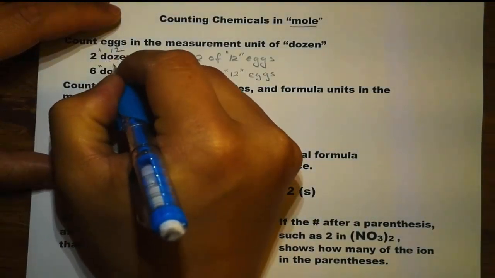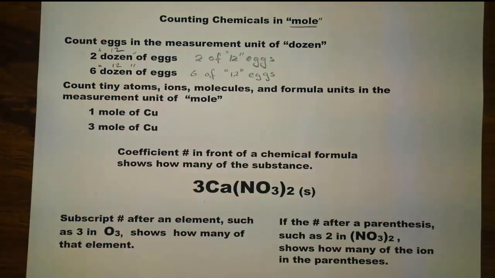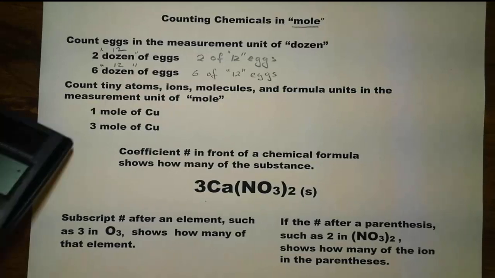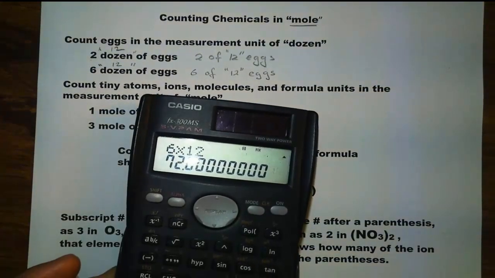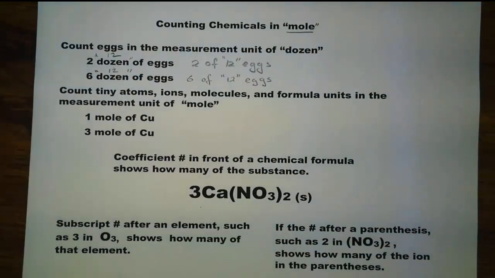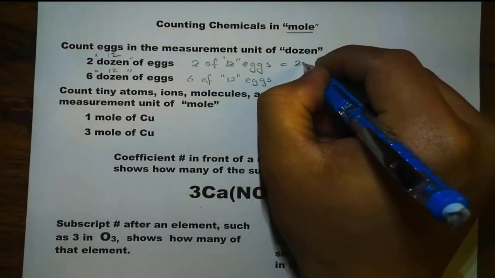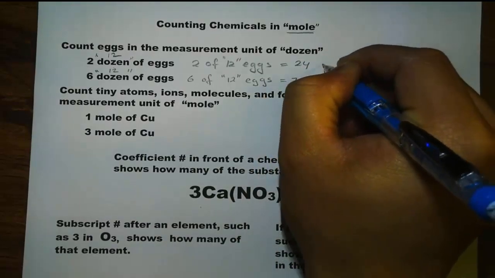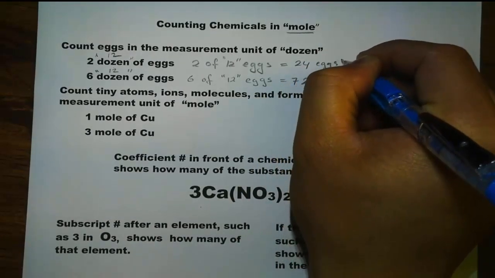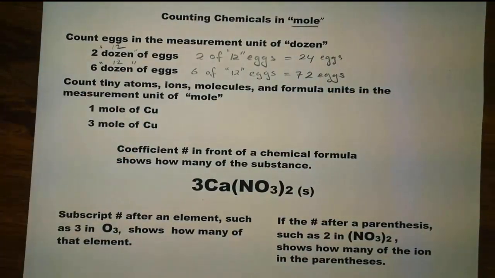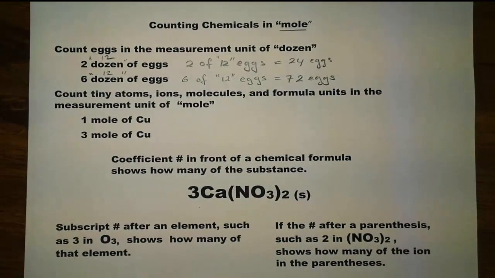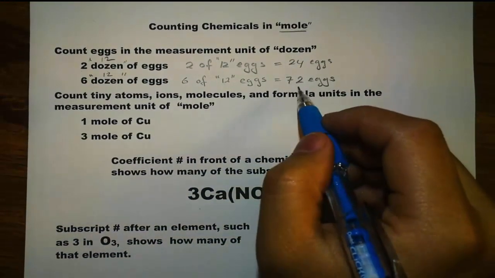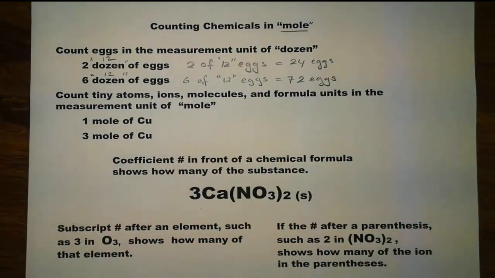Because that doesn't mean 12. So 6 times 12, let's use a calculator just to prove it to you. That tells you when you buy 6 dozen eggs, you actually buy 72 eggs. So this equal to 24 eggs, and this equal to 72 eggs. Now do you see why we use unit to measure small substance? Because it's a lot easier for us to calculate in the calculator where we have to deal with smaller numbers, so less chance of making mistakes.